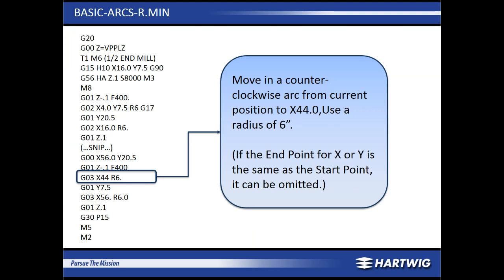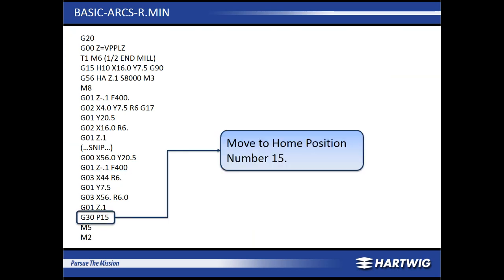If you are starting and stopping in the same position on an axis, you don't need to list that axis here. So in this case, my x-axis is changing, but my y-axis is staying the same. So I don't need to include my Y position on that line. It knows that it'll be the same. And then the other thing that I'm doing a little differently here is at the end of my program, I'm using a G30 P15 to send the machine to a home position. I want to make sure that my operator has an easy time removing this plate after the cycle runs.